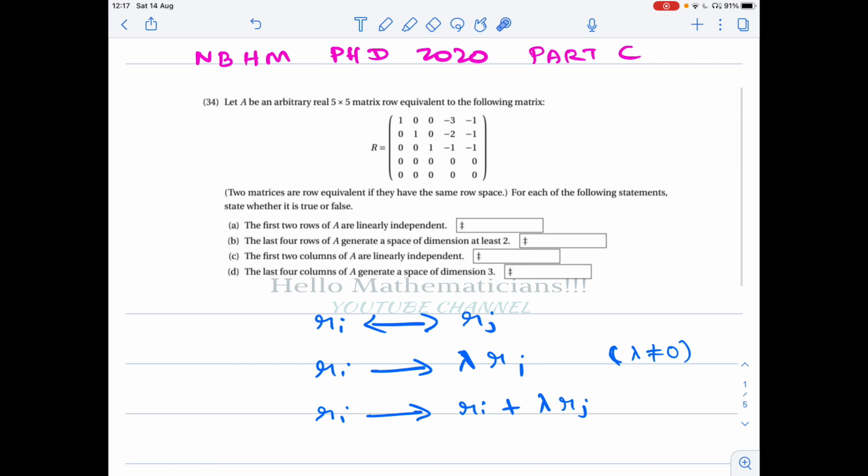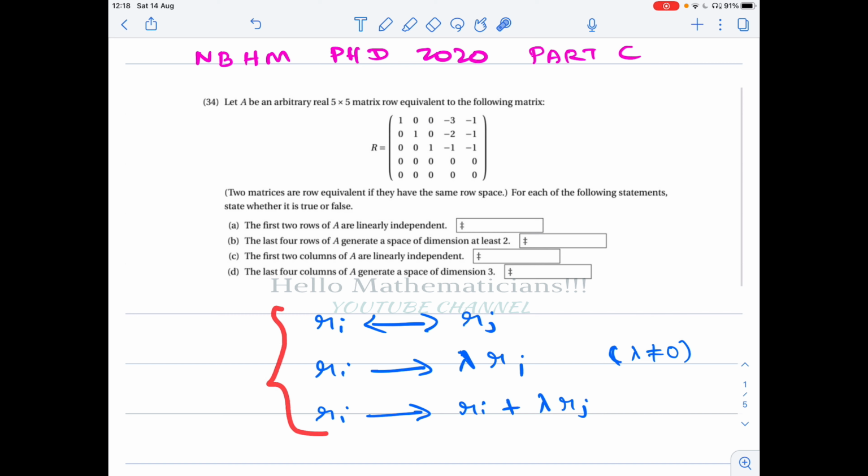Before seeing the options, whether they are true or false, first quickly see what the elementary row operations are. A matrix is said to be row equivalent to another matrix if they have the same row space. That is one definition. In other words, this matrix R can be obtained from the matrix A by a sequence of elementary row operations. That is also another definition.